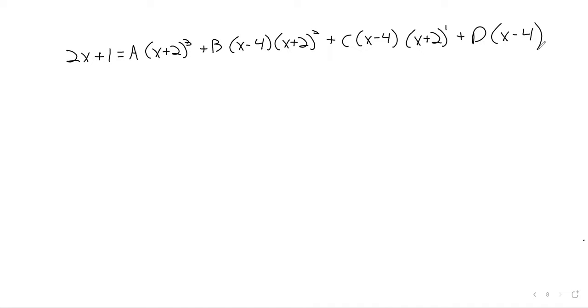Then we'll get what we can using a Heaviside-like method. It's not going to be as cute or as efficient as it was in the previous case, but the Heaviside method said, well, you should pick terms that will make stuff equal to zero. And let's see what happens if we pick x equals negative 2.